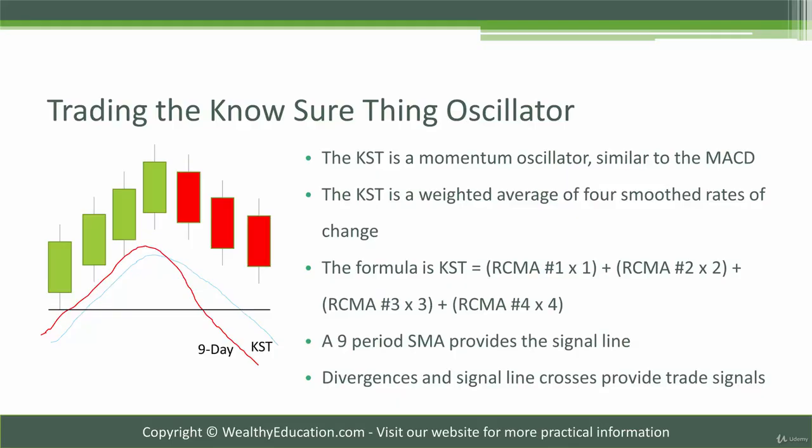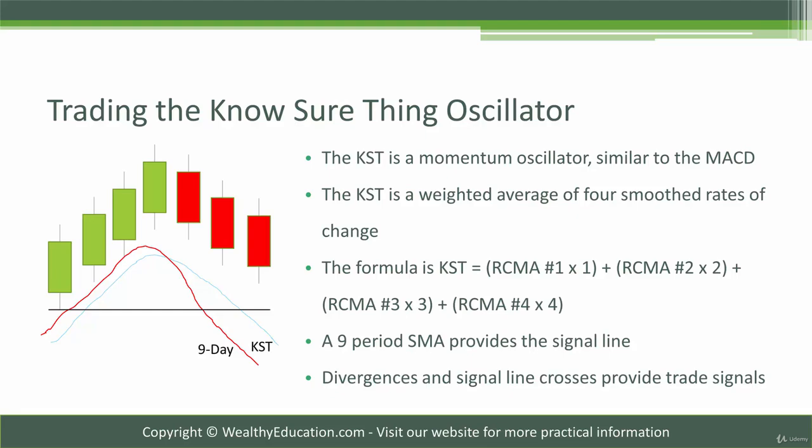The KST is a weighted average of 4 smoothed rates of change, where our MACD was an average of the 26 time period minus a 12 time period average. The formula for the KST is the rate of change moving average number 1 with a weight of 1, and then each rate of change moving average that we add, we increase the weighting. We also add a 9-period smooth moving average, which provides a signal line.